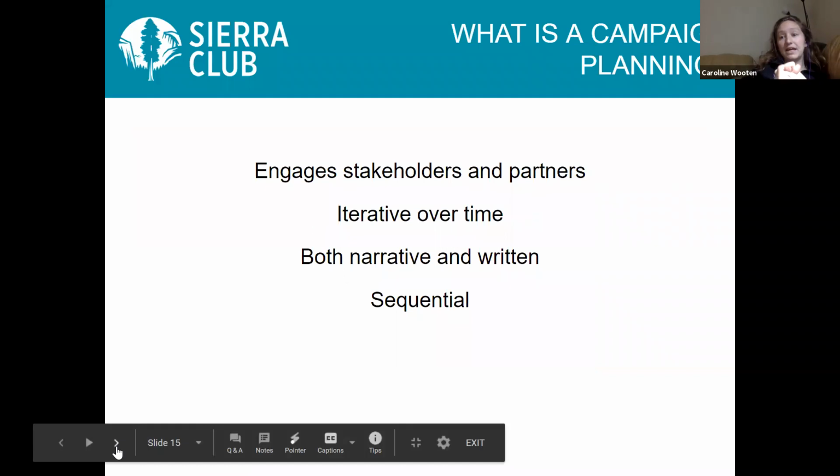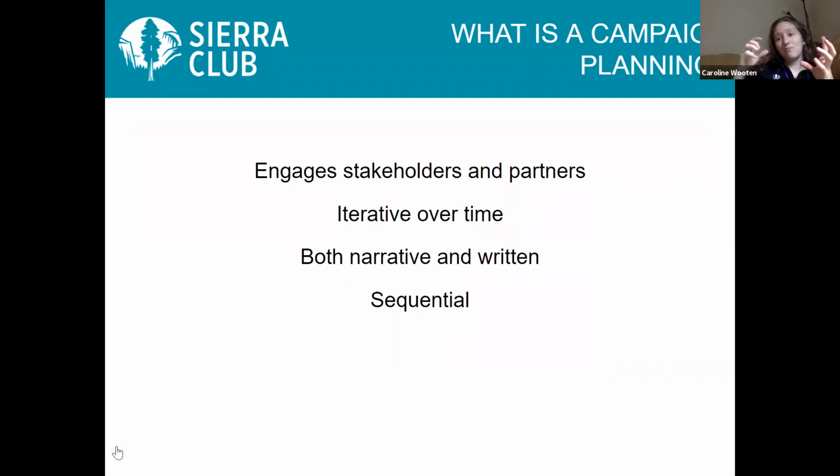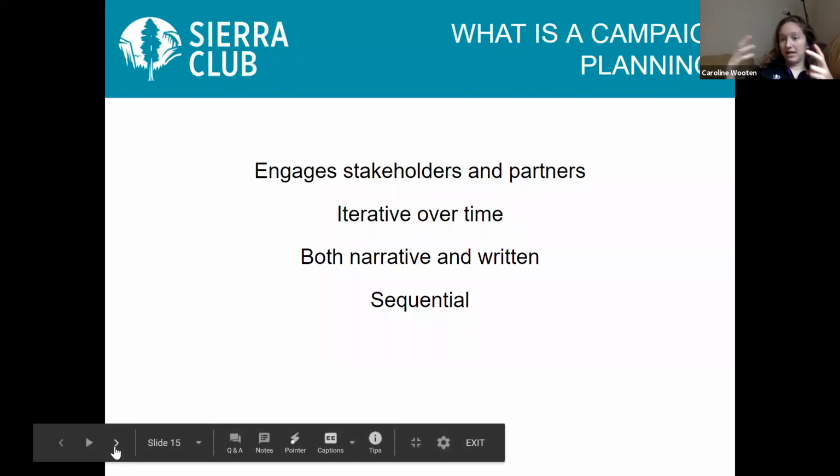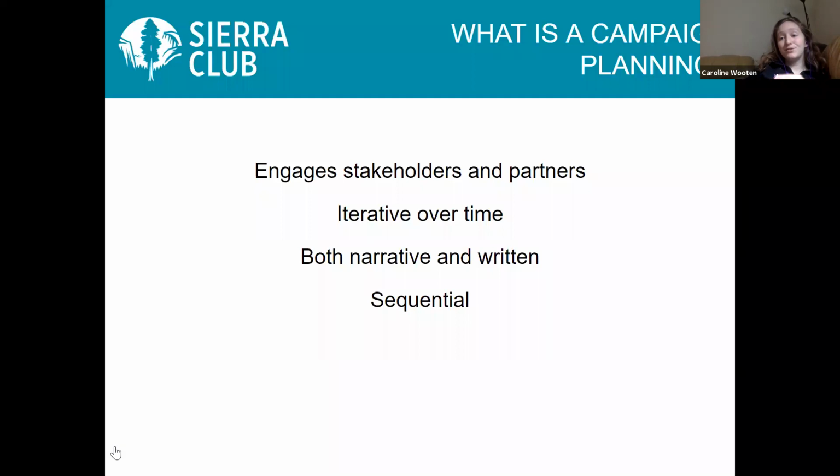Campaigns, we want them to engage stakeholders and partners. So again, they're built on relationships, built on people's needs. They're iterative over time. A lot of times you'll make an initial campaign plan and then need to revisit it and change it as situations change. They're both narrative and written. So it's really good to have a written campaign plan where you're like, this is who our target is, this is what we're trying to win.